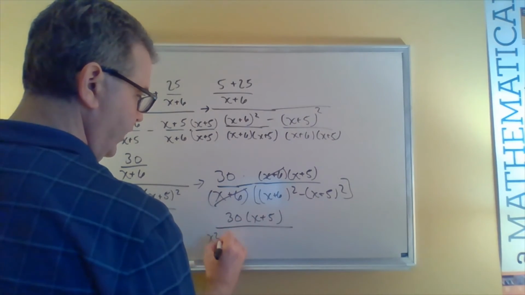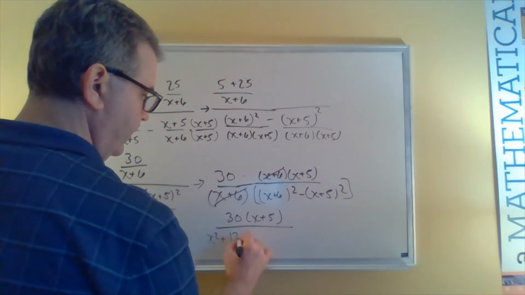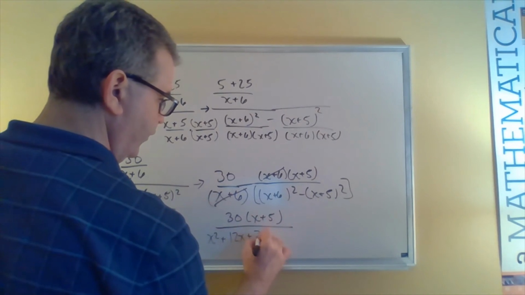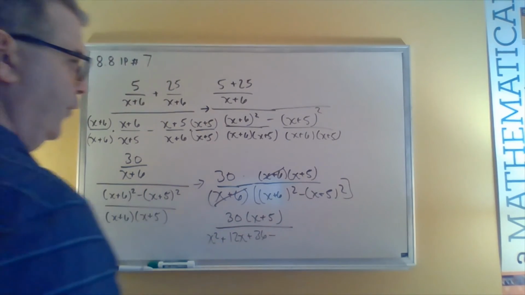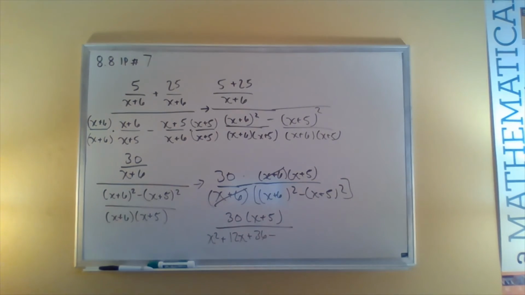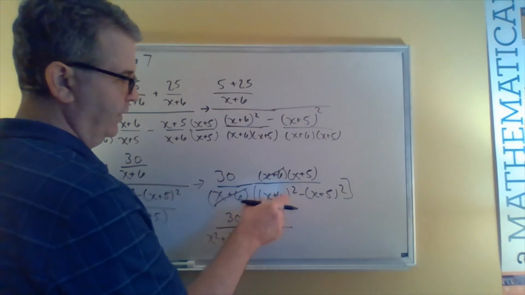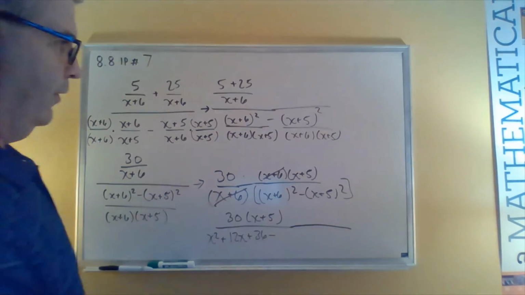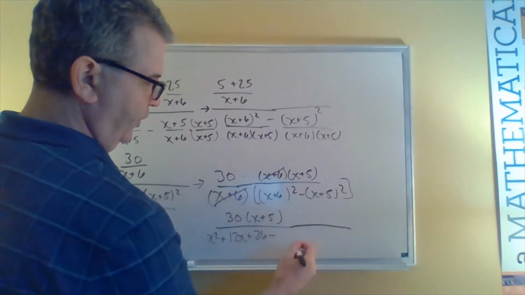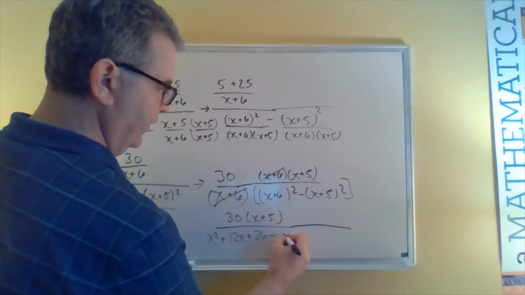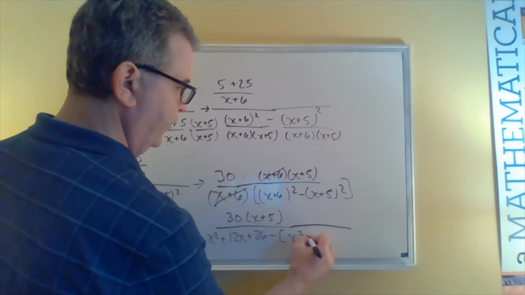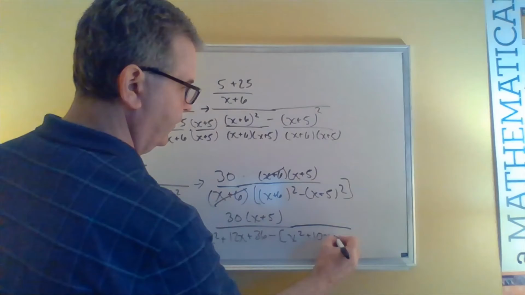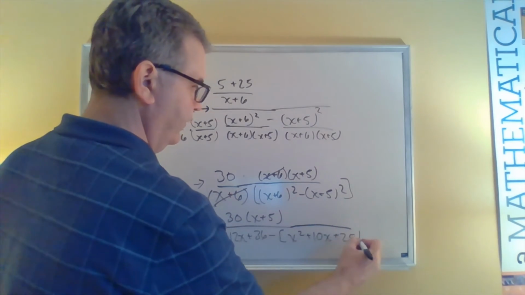So I'm going to have x squared plus 12x plus 36. Hopefully that rings a bell to you guys from FOILing, from combining polynomials. If not, I'd go back and take a look at that. You guys should know how to do that by now. Now I'm going to FOIL (x+5) squared, that's going to be x squared plus 10x plus 25.